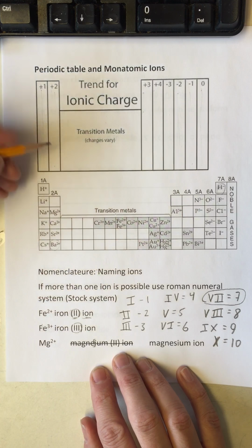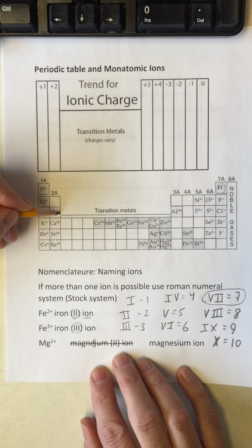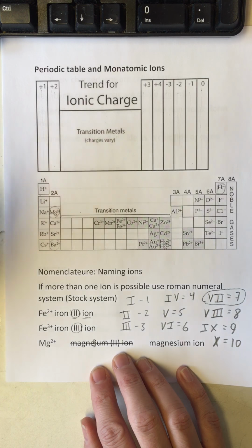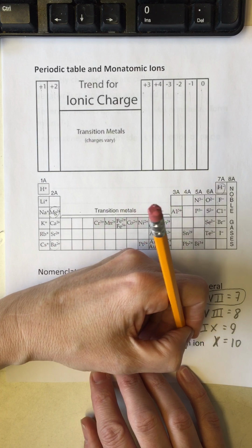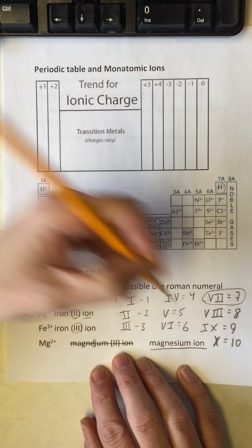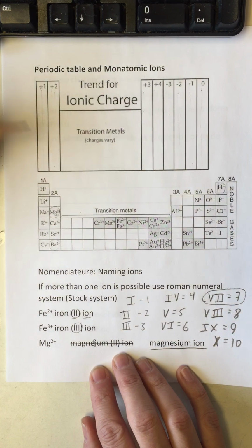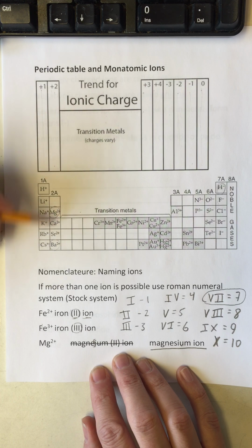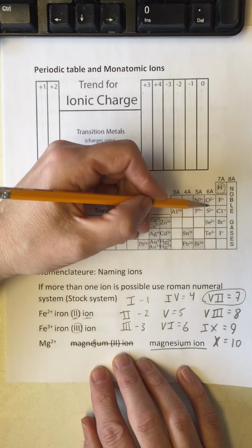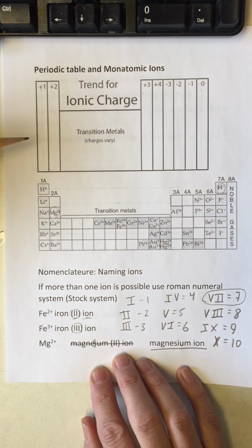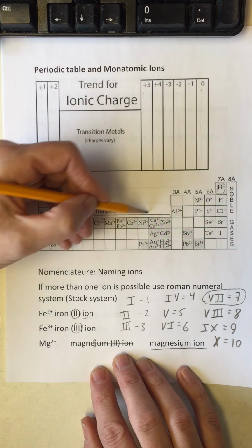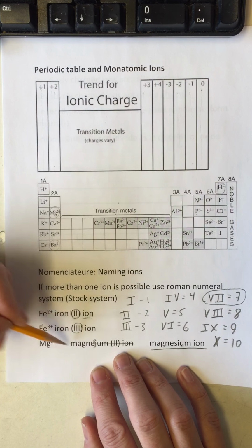but that would be incorrect because it's in the second column. If it's in the second column or the first column or somewhere over here, there's generally only one form possible. If there's only one form possible, you don't write the Roman numerals, you just call it magnesium ion, because we know that it's magnesium 2 because it's in this column. So any element here, plus 1, any element here, plus 2, minus 1, minus 2, minus 3, and so forth. The ambiguity is when it's in the middle. That's when we would use this system.